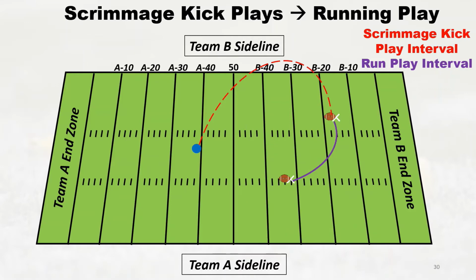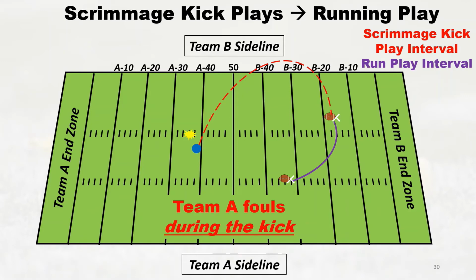So let's look at the converse to this for a foul during this type of play, a foul by the team that kicked the ball. So Team A fouls during the kick. Say they commit a foul for illegal formation, or there's a holding flag at the line of scrimmage, or a face mask at the line of scrimmage. So we have Team A, they foul during the kick.